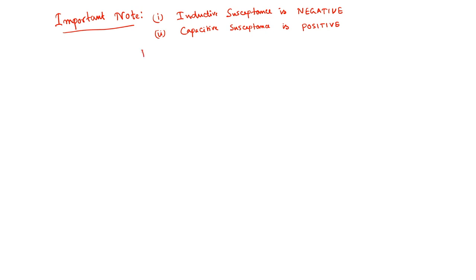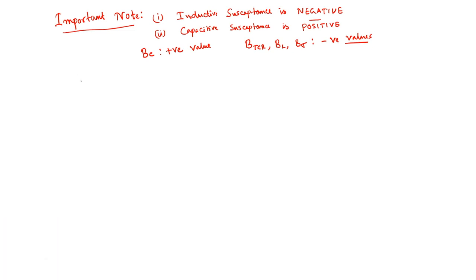So, therefore, BC is basically a positive quantity, a positive value, whereas this BTCR or BL or B sigma, they are of negative values. Why are they so? Because they are all inductive type of susceptance, and thus they are negative. Okay. So, this is something one needs to understand.